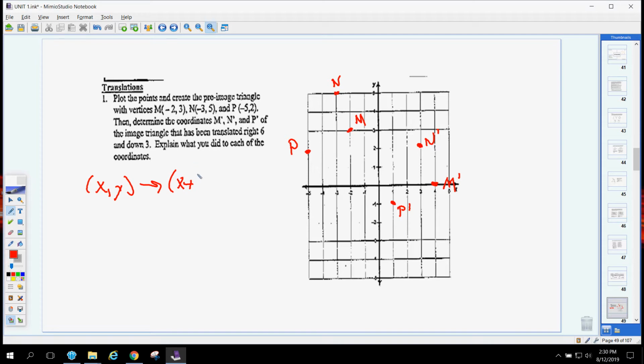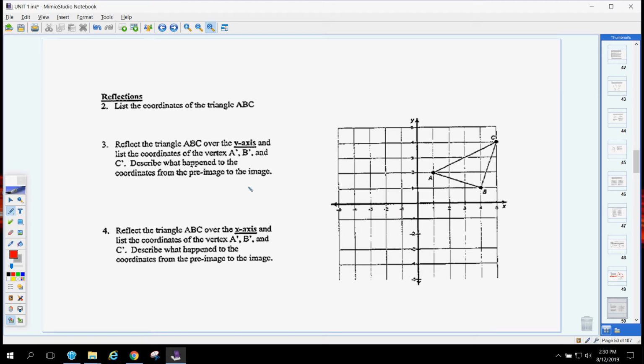So we went right 6. And then for the y part, we actually went down 3, and down on the y-axis is a negative. So that's what we did. We went to the right 6 and down 3. That's problem number 1. That's what we did with the coordinates.